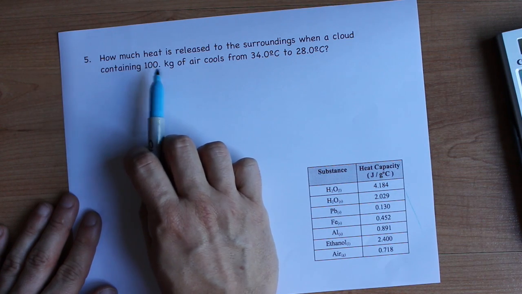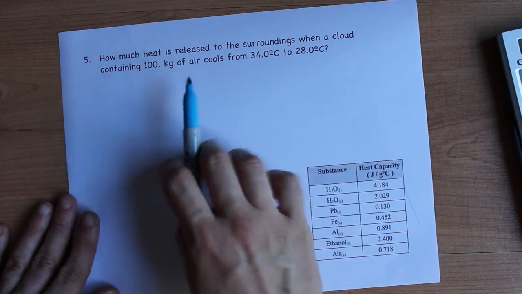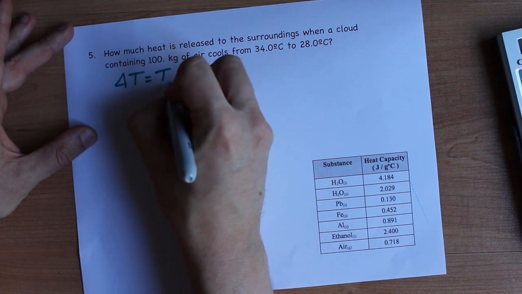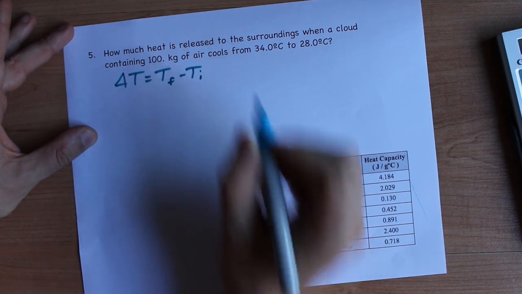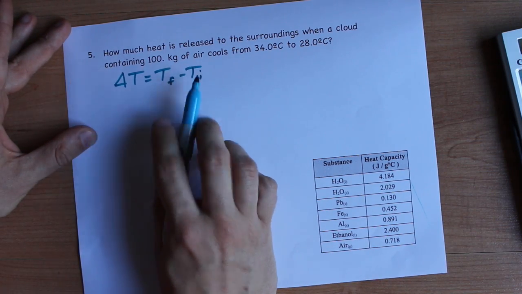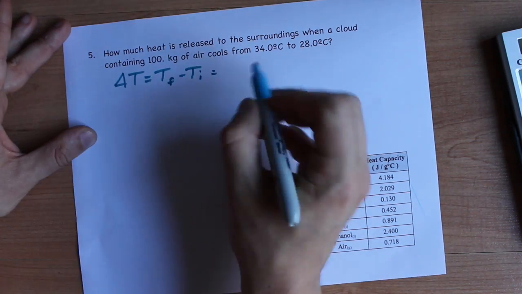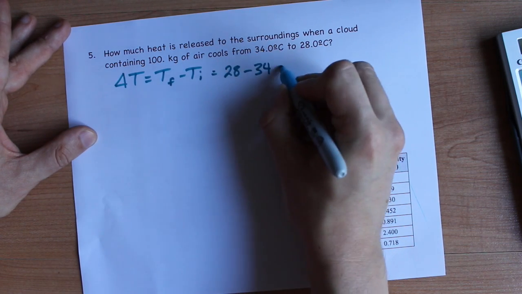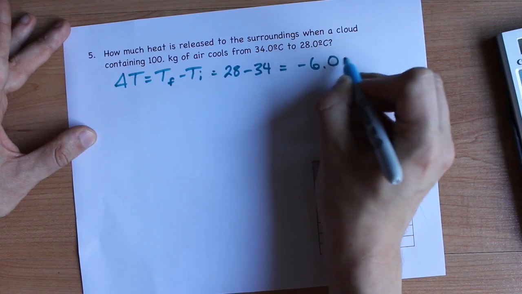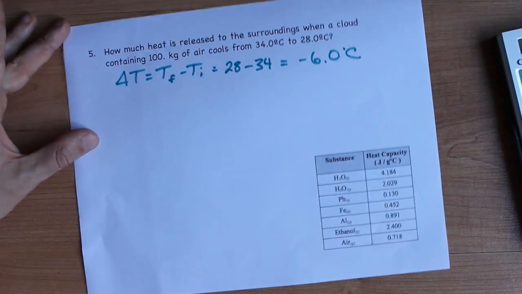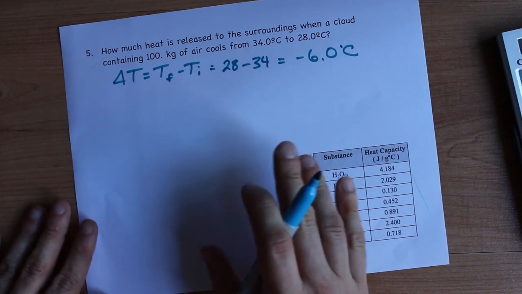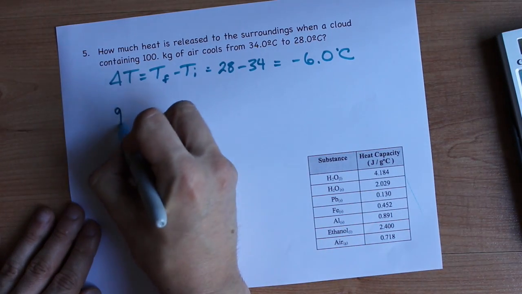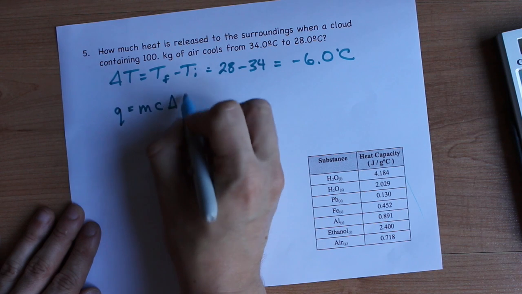Lastly, question 5: how much heat is released to the surroundings when a cloud, which is 100 kilograms of water, cools? Cooling implies that the temperature is going to go down. I'm going to explicitly do my final minus initial temperature here. My final temperature is 28, and my initial temperature is 34, which means my temperature change is negative 6 degrees. That's because the temperature went down. Pretty easy. Q equals mc delta T.